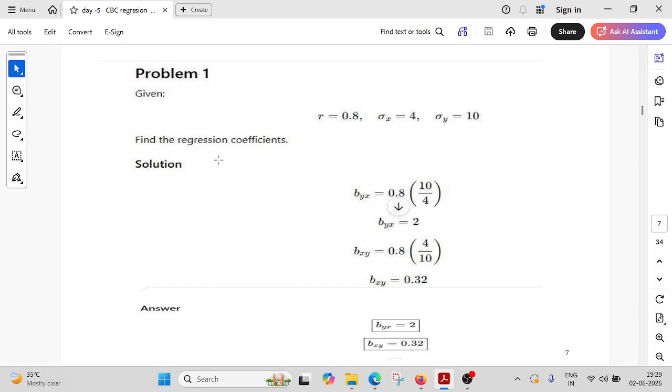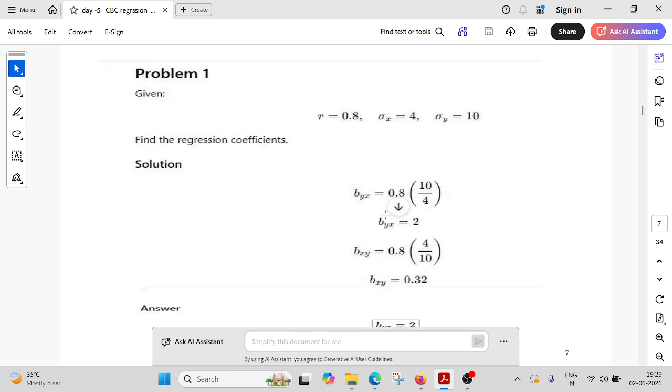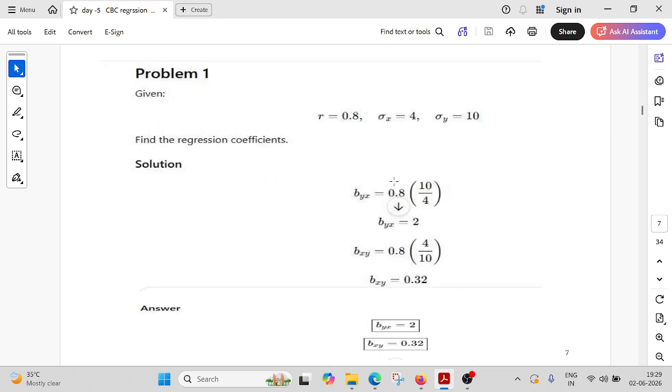Coming to the problem, here the given r equals 0.8. Suppose they have given the data, r, that means the correlation coefficient, and the standard deviations with respect to x and y, and we need to find the regression coefficients. What is the formula here? Regression coefficients byx and bxy, these two are the formulas. So we use byx equals r into sigma y by sigma x. You substitute the data and you are going to get the regression coefficient.